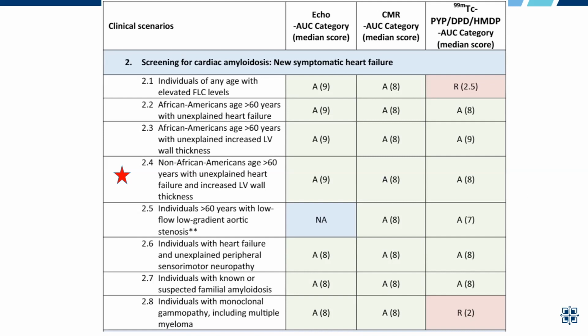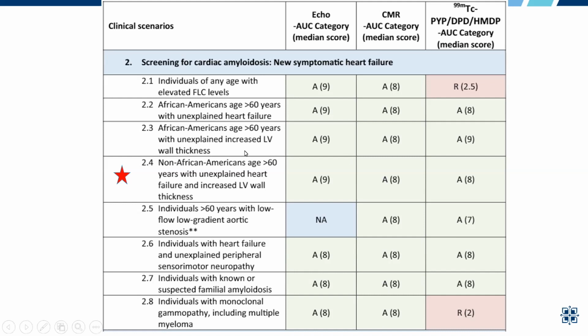First, we have echocardiograms in the appropriate use criteria. The second, we have cardiac MRI. And the third, we have bone scintigraphy. These are the clinical scenarios going down through which we may find that it's appropriate, rarely appropriate, or maybe appropriate for these different indications.